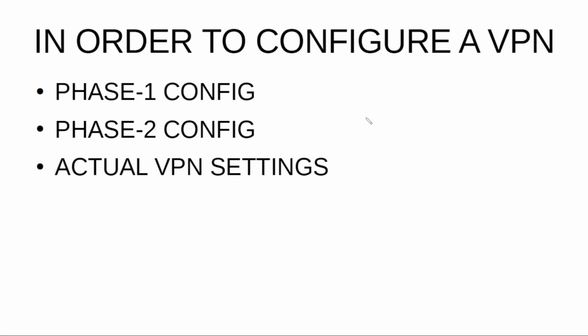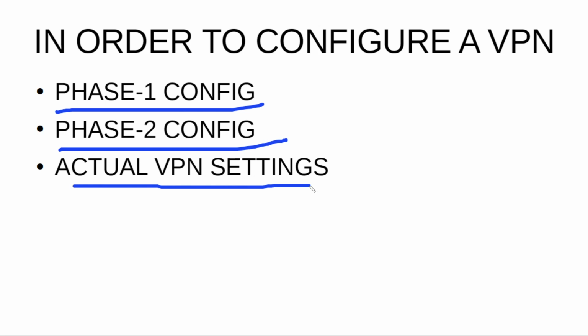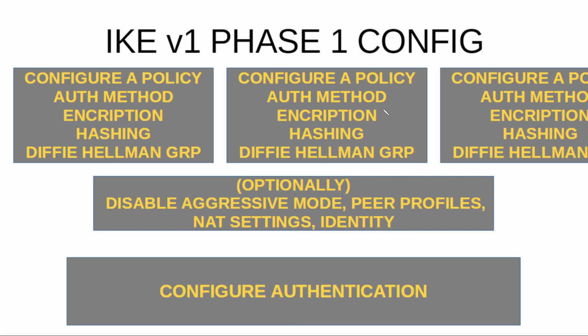So in order to configure a VPN, you have to go first through configuring IPSEC phase 1, and then you will have to configure IPSEC phase 2 to finally perform the actual VPN configuration settings. Remember that we are going to show how to do these using IKE version 1 commands. So let's go for phase 1 first.